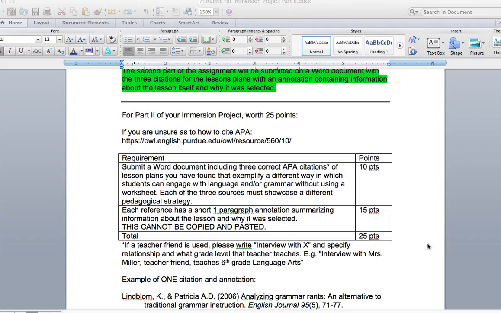What you're going to do is you're going to submit a Word document with the 3 correct APA citations in the correct format, in the same font, in the same font style, with the same font size. Essentially, it can't be sloppy. You want to send in a professional annotated bibliography. What it will do is it'll send me to that citation, okay, and then you'll list what it is, essentially summarizing what the lesson is.